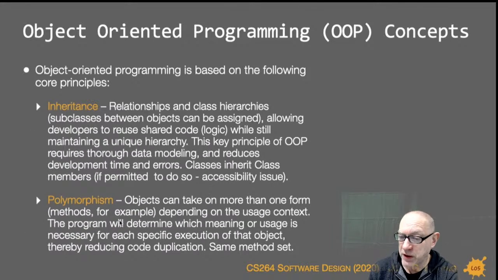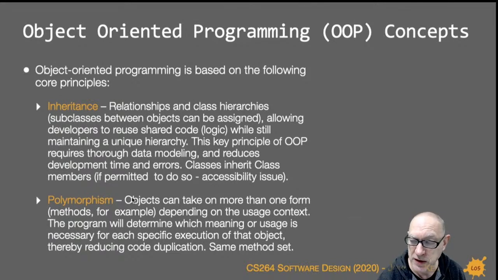Our final concept is polymorphism. Polymorphism is really nice, and it's core to OOP, and it means that objects can take on more than one form. Like they might have different sets of methods, for example. And that form depends on the usage context. So the program will determine which meaning or usage is necessary for each specific execution of that particular object. And that reduces code duplication. So you probably have the same method set, but how it works will differ for each one.